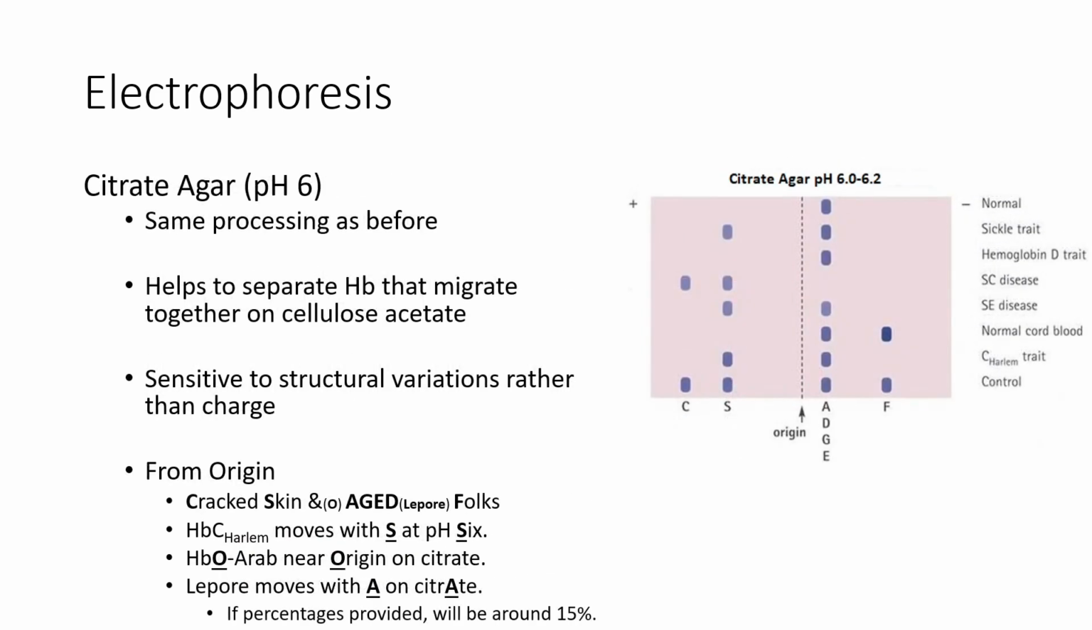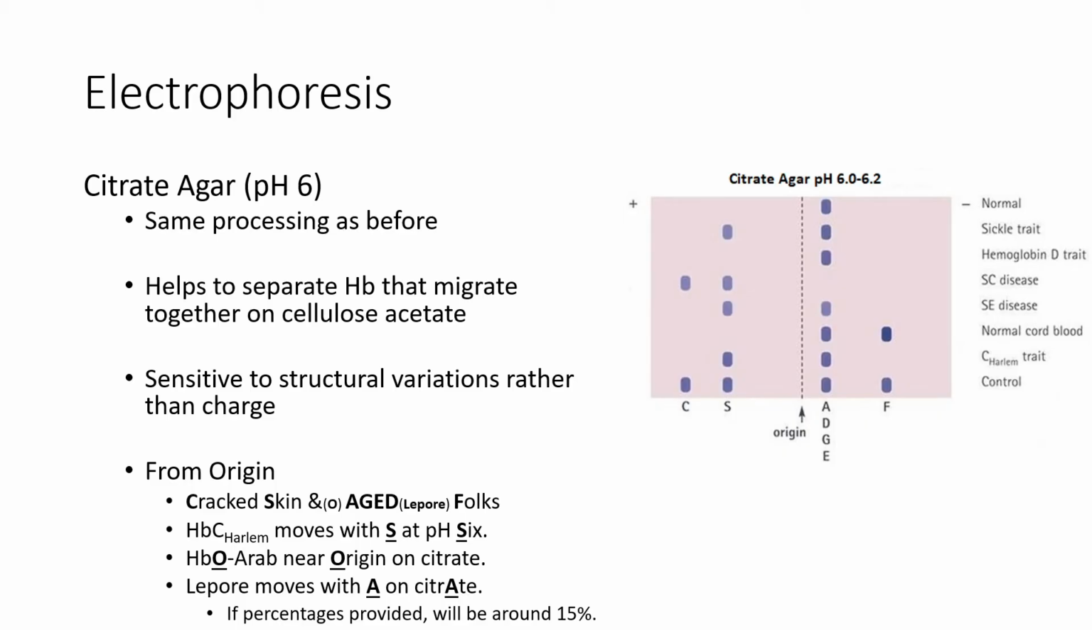In an attempt to separate out the groups from cellulose at pH 8, we run a second gel on citrate agar at pH 6. The citrate agar at pH 6 separates the different hemoglobin types based more on their structural variations rather than their charge. Notice here that the origin is actually in the middle of the gel. This second electrophoresis allows us to separate D, G, and Lepore from S, E and O from C, and C Harlem from C. It will not help us distinguish D, G, or Lepore from one another as these migrate with each other on both cellulose and citrate.